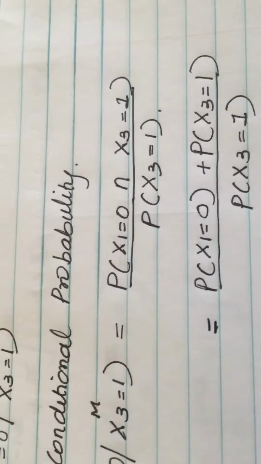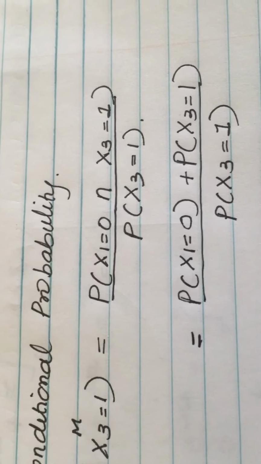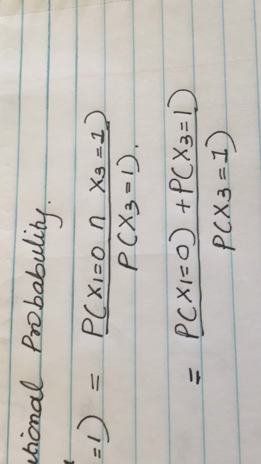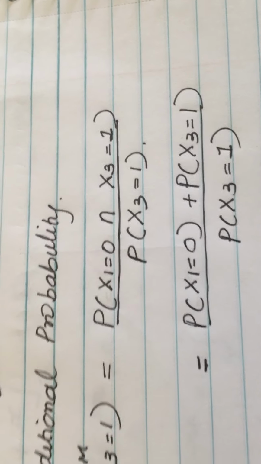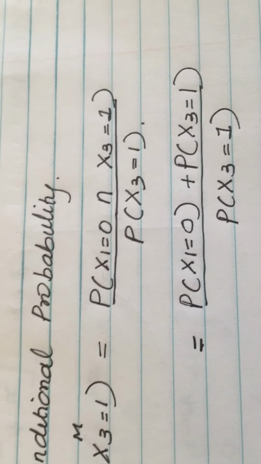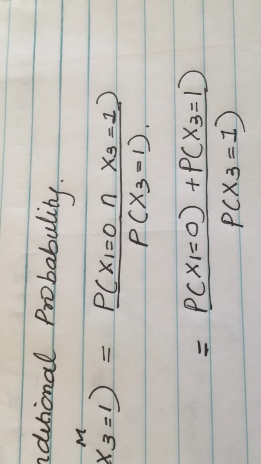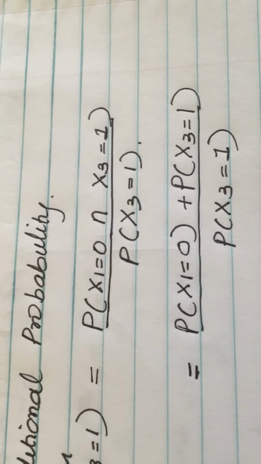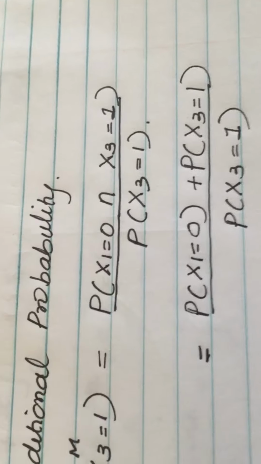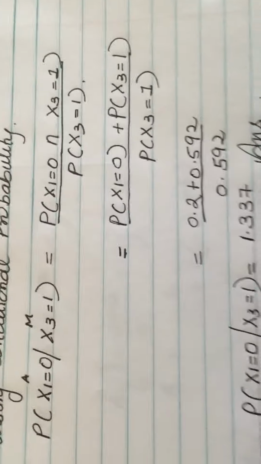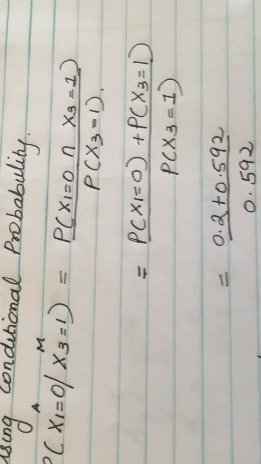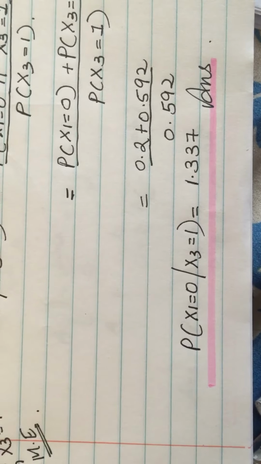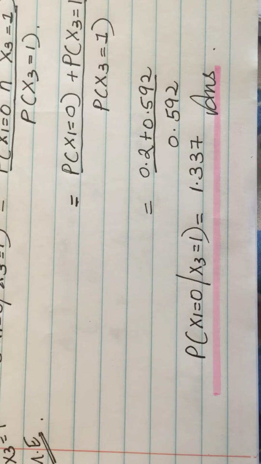So, assuming that x1 is equal to 0 and x3 is equal to 1 are mutually exclusive, we can write P of A intersection M as P of A plus P of M. So that's P of x1 is equal to 0 plus P of x3 is equal to 1, and we know both of these values, divided by P of M, and M here is x3 is equal to 1. So inserting the values which we already know, we get the answer of this conditional probability as 1.337.